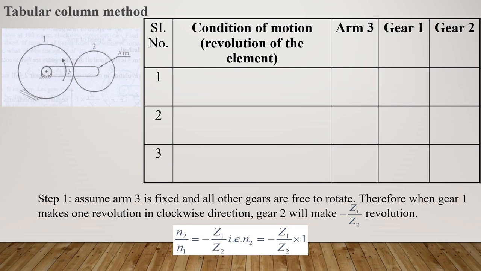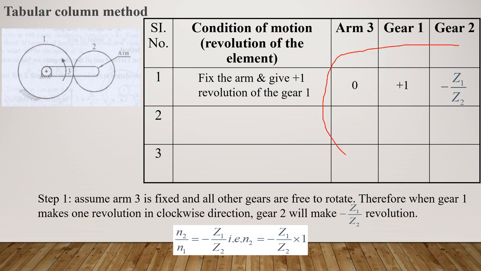So here we are giving fixedness to the arm 3, and gear 1 will have one rotation. So here that has to be filled. Here, fix the arm and give plus one rotation to the gear 1. So in the subsequent columns, what has to be filled? Under the elements you have to fill the speed values. Whatever you fill in this area will be the speed of the element.